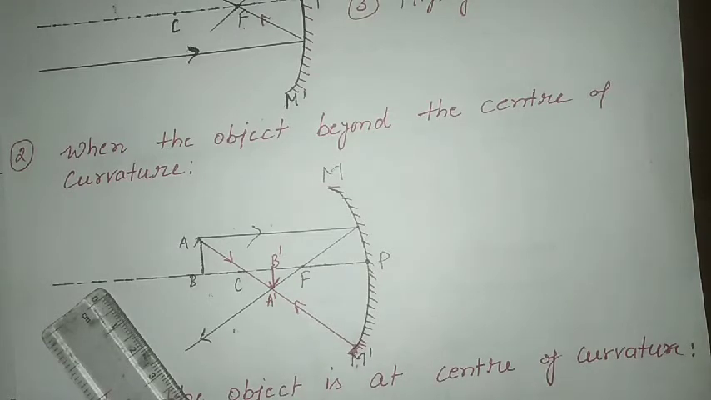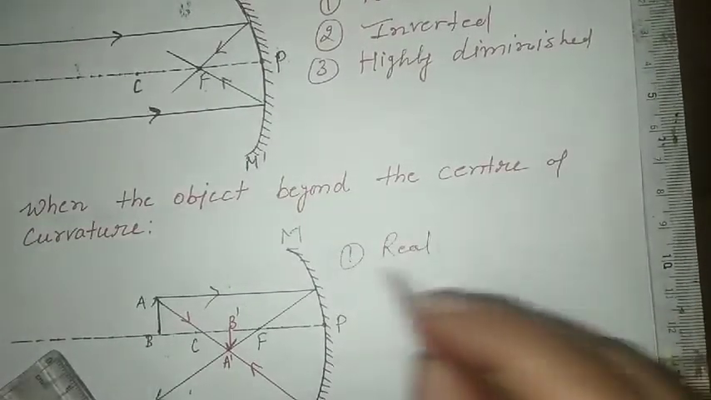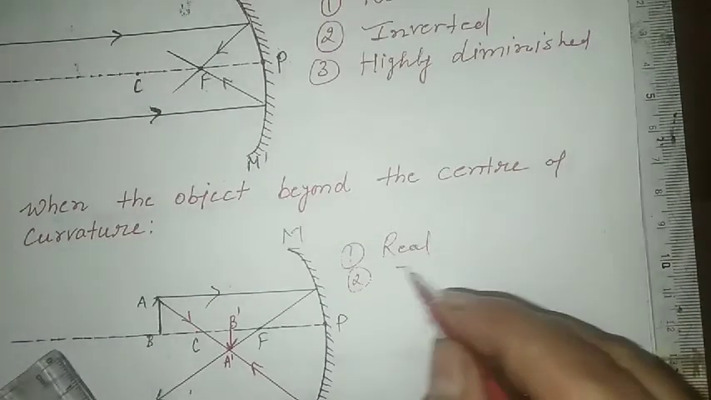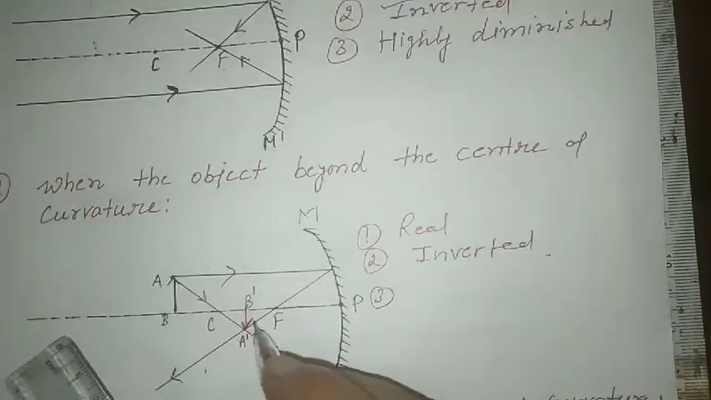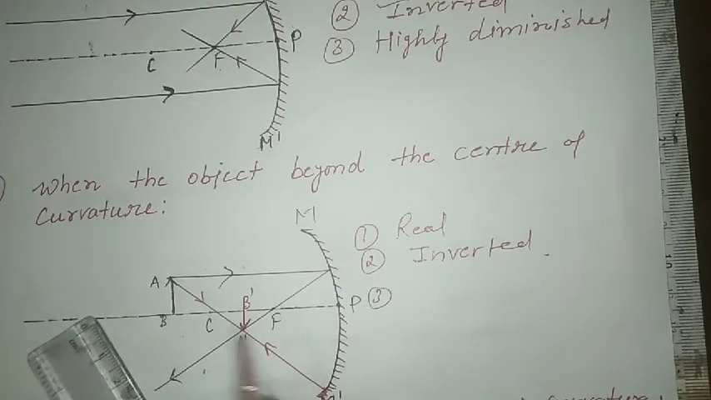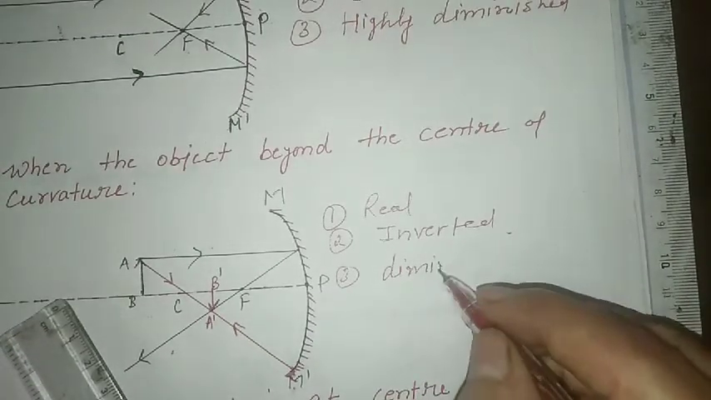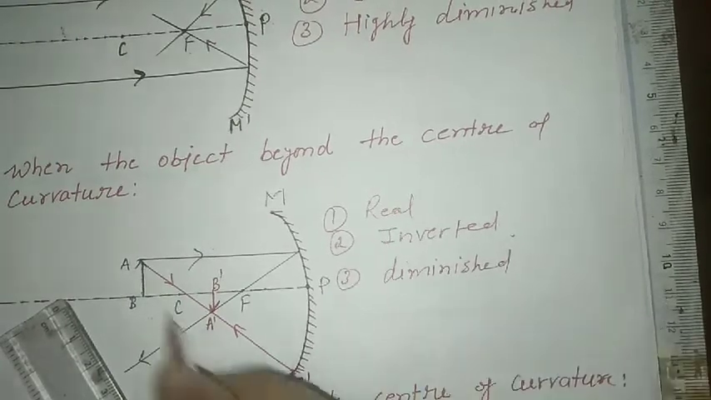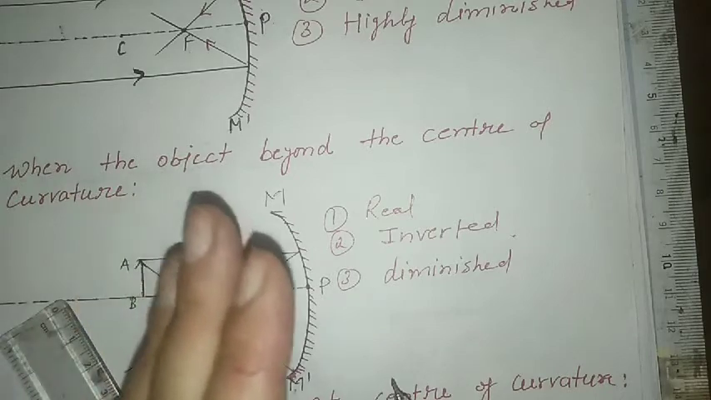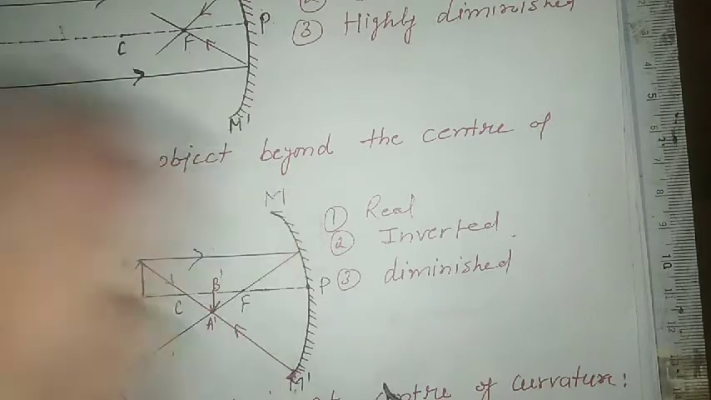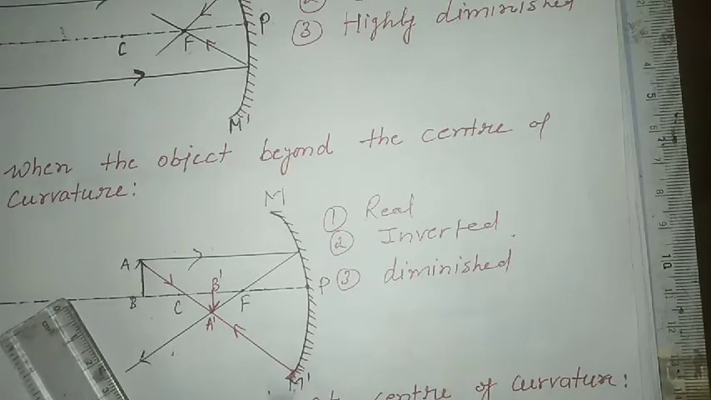What type of image is formed? First one is real. Second is inverted. Third, it's not highly diminished. It is smaller than the object. We can write smaller than the object or diminished. Or we can write here smaller than the object, where it is formed in front of the mirror. This is in front of the mirror, means the reflecting side is there, so it is in front of the mirror.